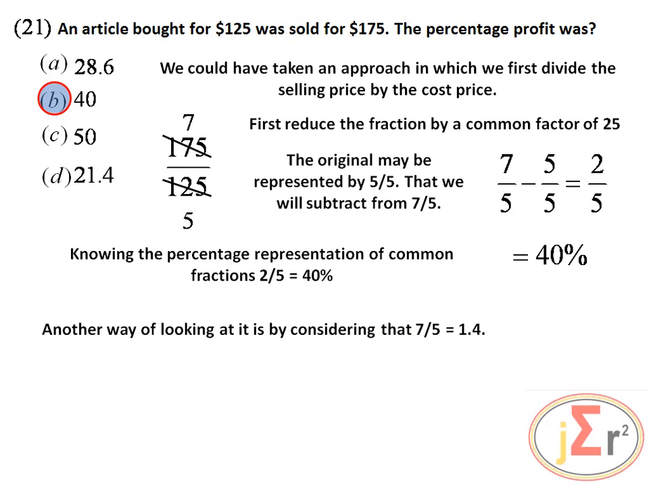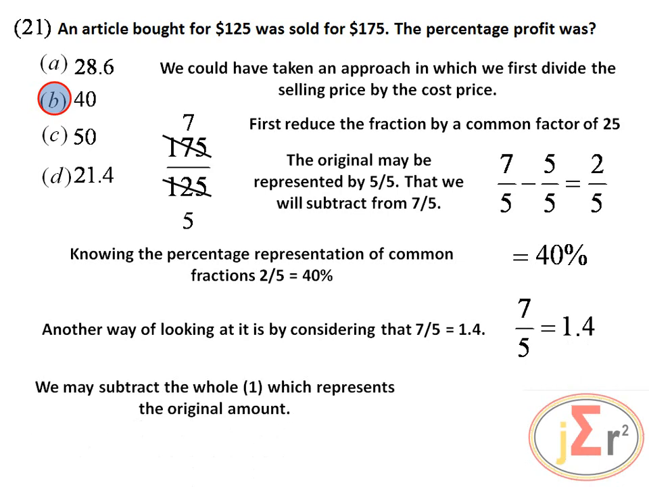Another way of looking at it is by considering that 7 over 5, or 7 divided by 5, is equal to 1.4. We may subtract the whole, which is 1, which represents the original amount. So we will subtract 1. When we subtract 1, we get 0.4.